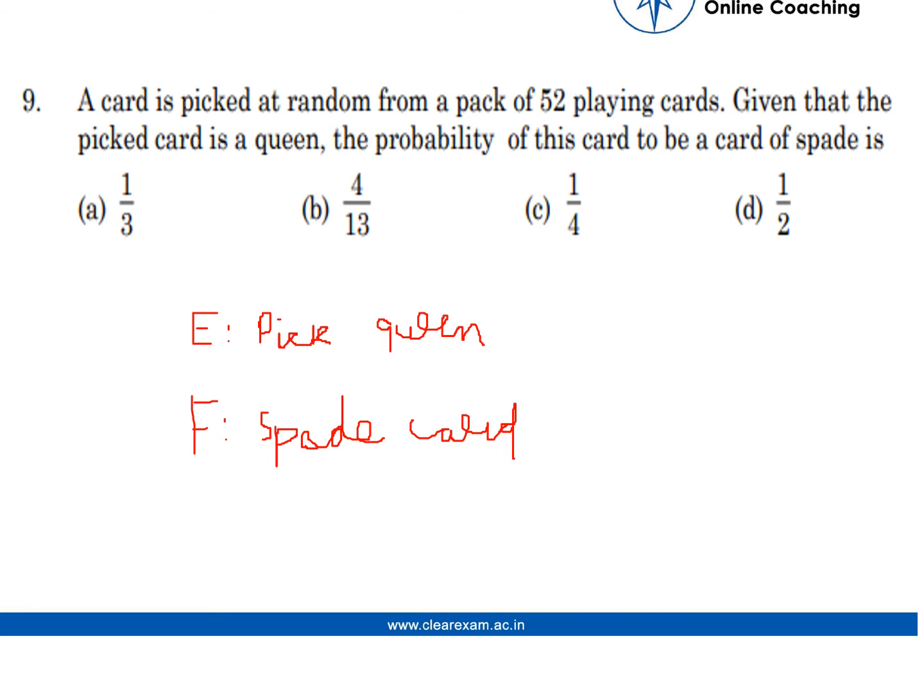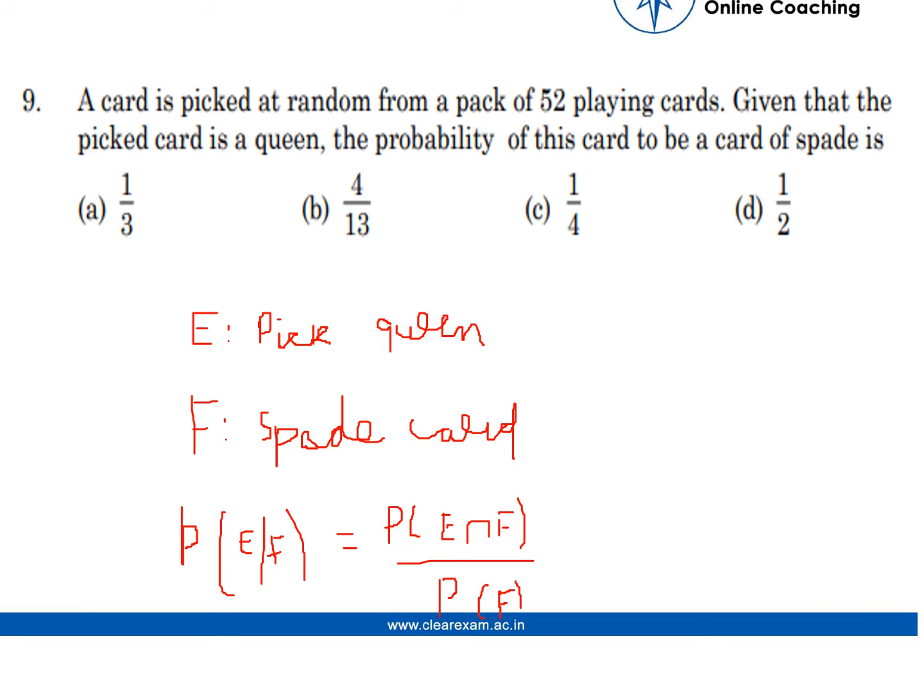Which formula are we going to use? We are going to use P(E|F) is equal to P(E intersection F) upon P(F). Now we are going to understand what E intersection F is.